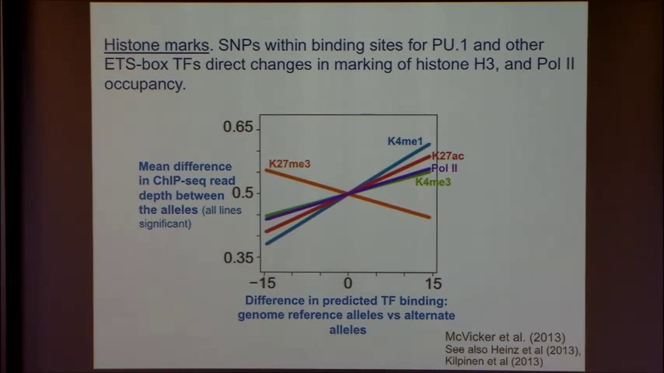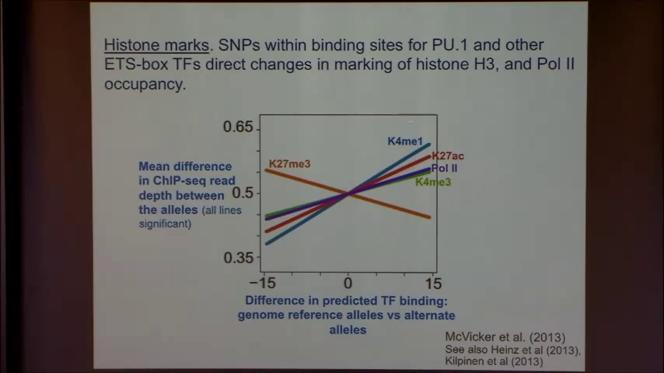These show you the fitted regression lines for different things that we measured. So let me just explain this. The x-axis here takes the two alleles in a SNP, and it measures the difference in predicted transcription factor binding between the genome reference allele and the alternate allele. So the right-hand side means that the reference allele has better predicted binding than the alternate allele of the SNP. And then the y-axis shows the mean difference in ChIP-seq read depth in heterozygotes.